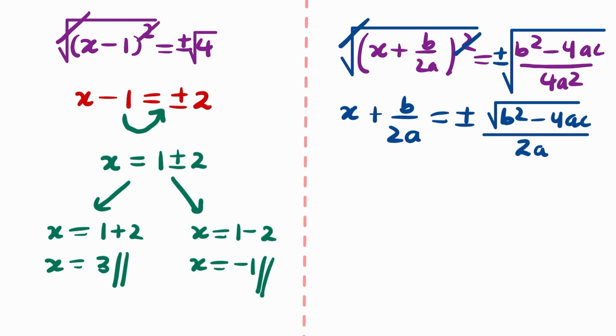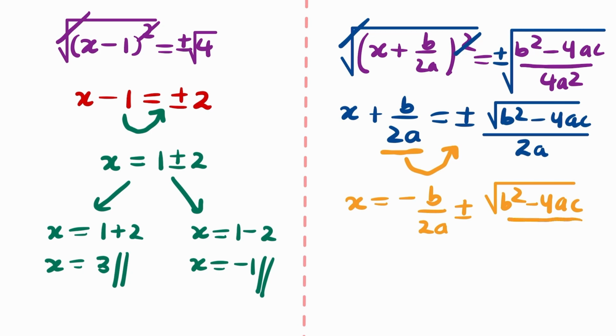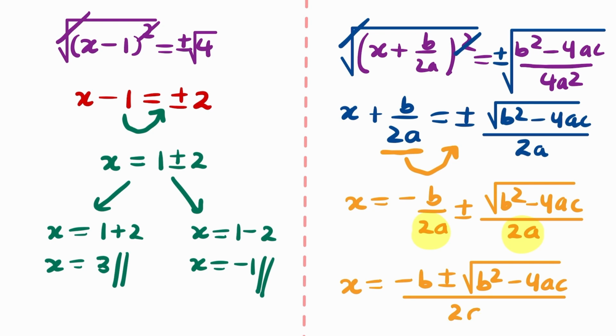In the right hand side of the equation, we can take plus b over 2a to the other side of the equation like this as minus b over 2a. x is equal to minus b over 2a plus or minus square root of b squared minus 4ac over 2a. Now can you see that here we have common denominators? We can add the fractions together now because the denominators are common. When we add the fractions together, we get x equal to negative b plus or minus square root of b squared minus 4ac over 2a.